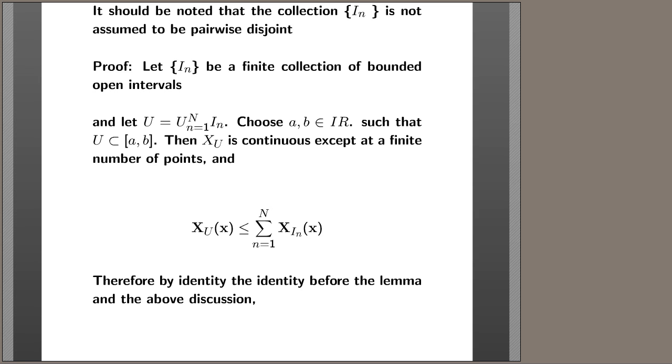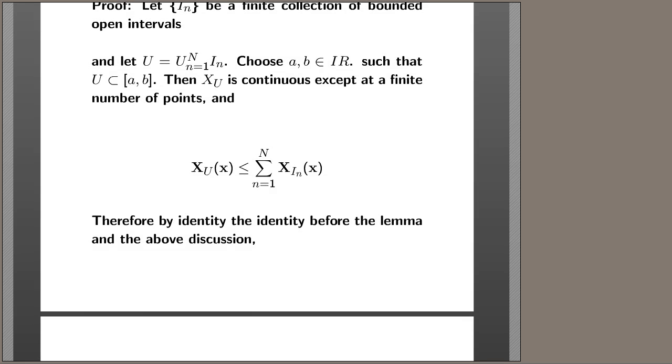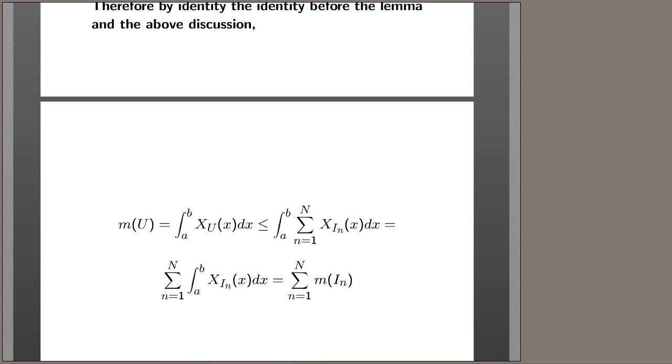Why less than instead of equal? Because two of those intervals can overlap. You see? And if they overlap, the part that they contribute to this summation would be 1 plus 1 makes 2, right? While the characteristic function of x can be maximum 1. So that's why it's less than or equal.